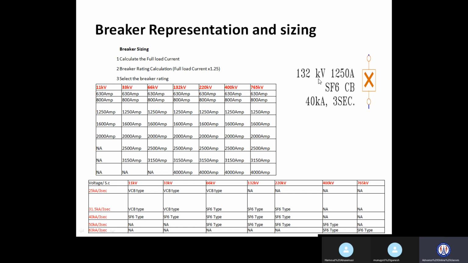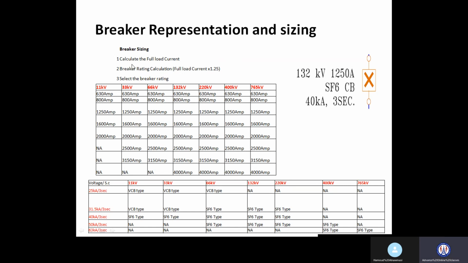This means the required breaker rating for this feeder is 546 ampere, but a 546 ampere breaker is not available. What standard ratings are available? Minimum size 630 ampere, then 800, 1250, 1600, 2000, 2500, 3150, and 4000 ampere. Since 546 is not available, you select the breaker current rating of 630 ampere.